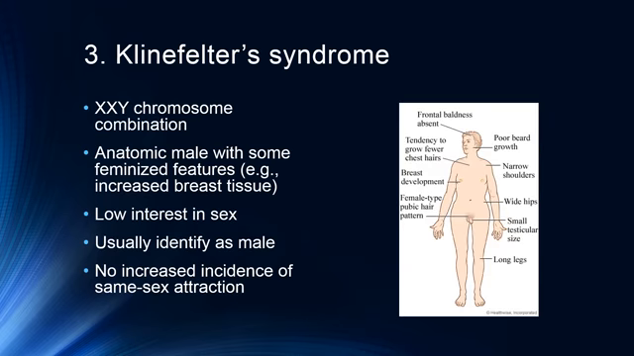Some of the characteristics you might see: longer legs, tend to have smaller testicular size, slightly more feminized hips, so wider hips, with narrower shoulders, poor beard growth, and are unlikely to have frontal baldness, and unlikely to grow chest hairs, and possibly what we call gynecomastia, which is that breast development.